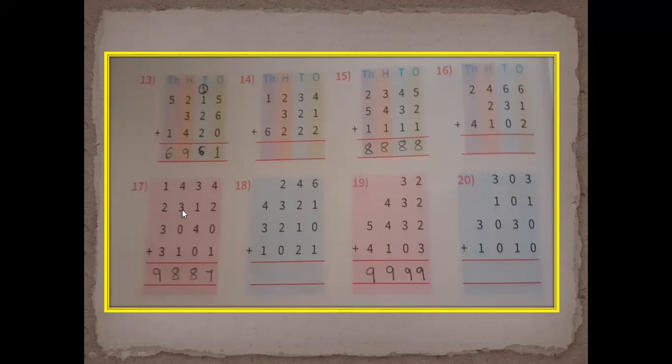4 plus 3 equals 7. 7 plus 0 equals 7. 7 plus 1 equals 8. And then the thousands place. 1 plus 2 equals 3. 3 plus 3 equals 6. 6 plus 3 equals 9. So the answer is 9887. Like this only you have to add up to the 20th problem.